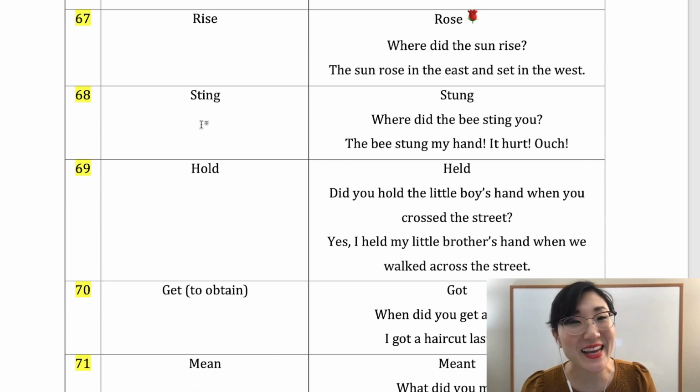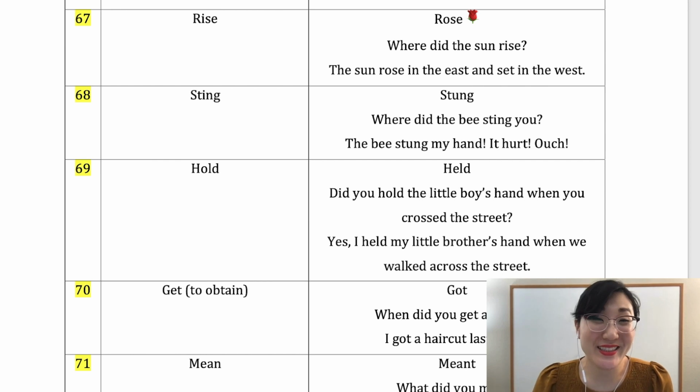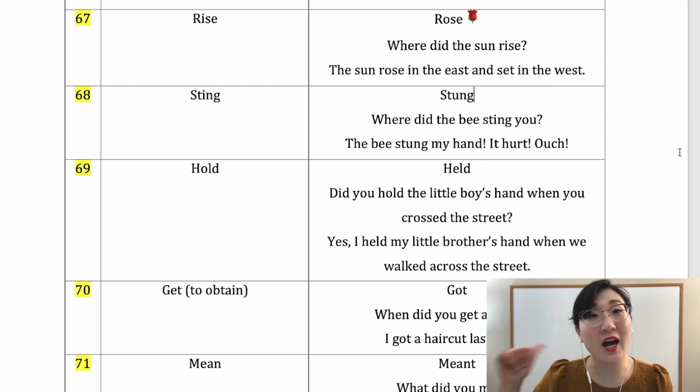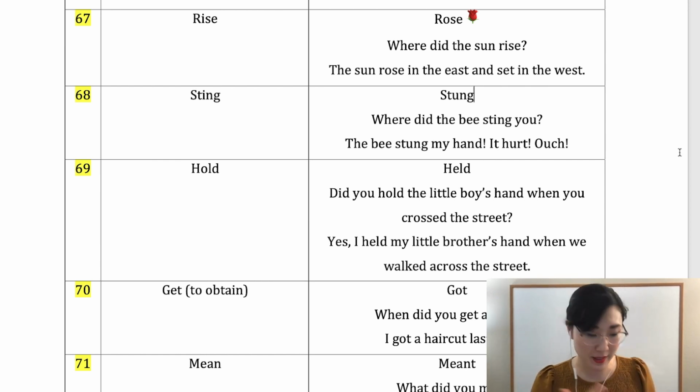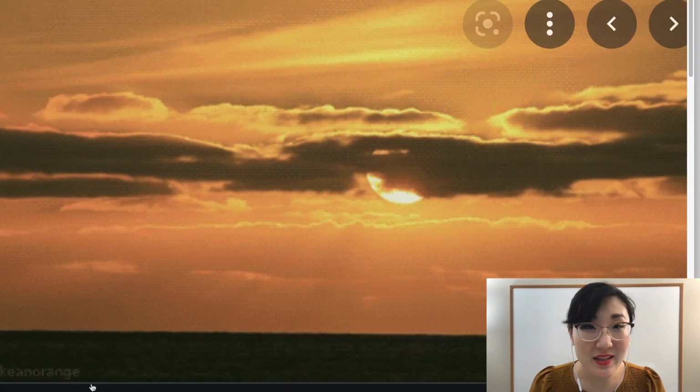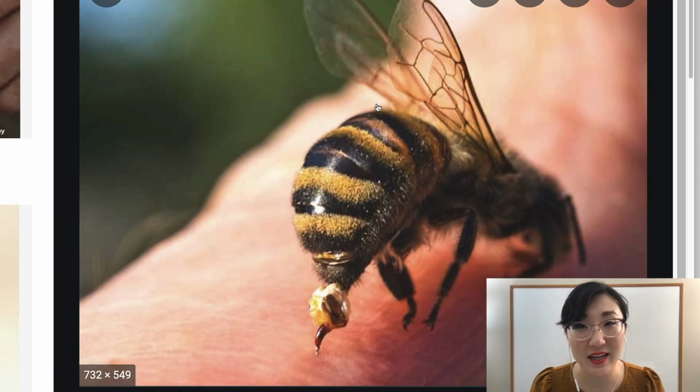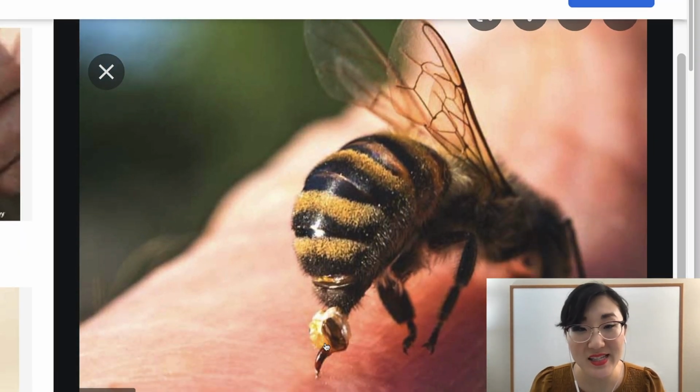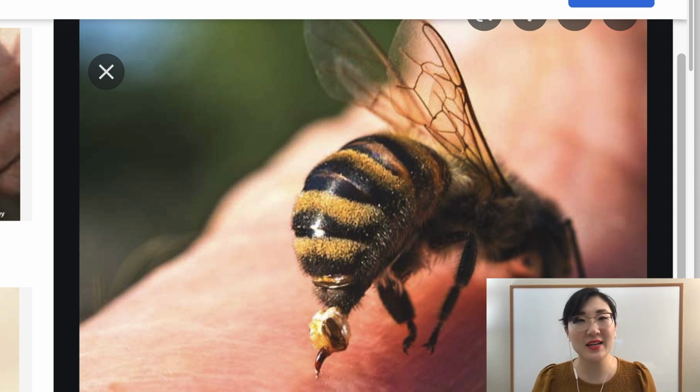Next, sting. Ouch. Past tense, stung. Where did the bee sting you? The bee stung my hand. It hurt. Ouch. This is an example of a bee sting. So the bee has a stinger, and if you bother a bee sometimes, it will try to hurt you to protect its other bees and the queen bee. So the bee stung my hand.